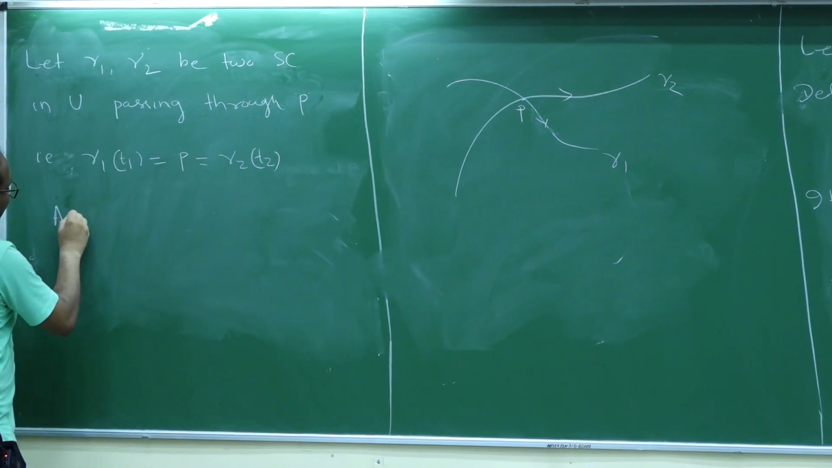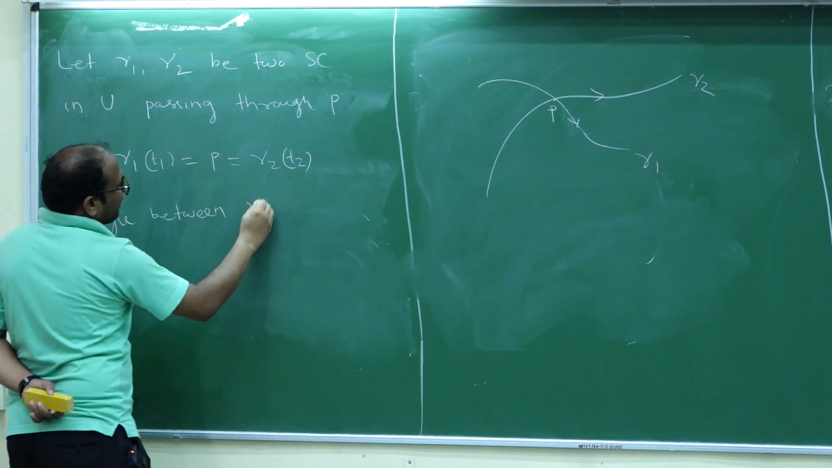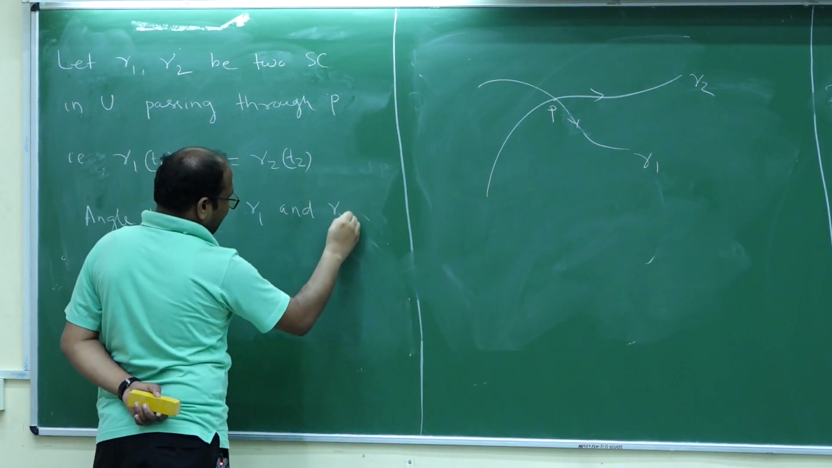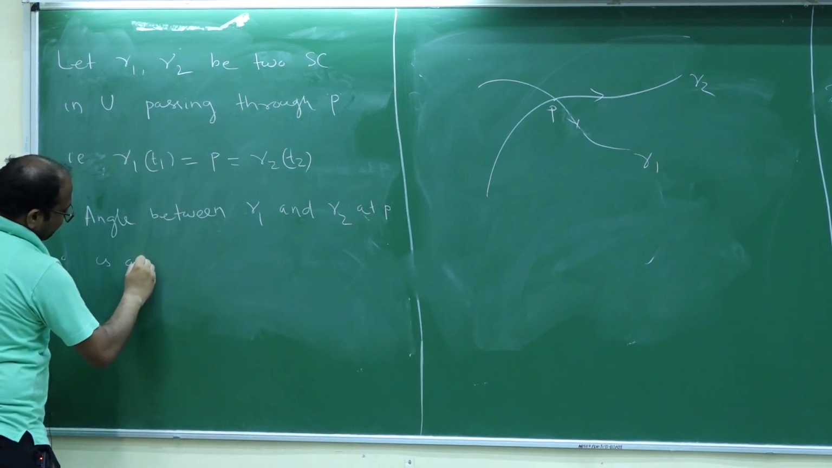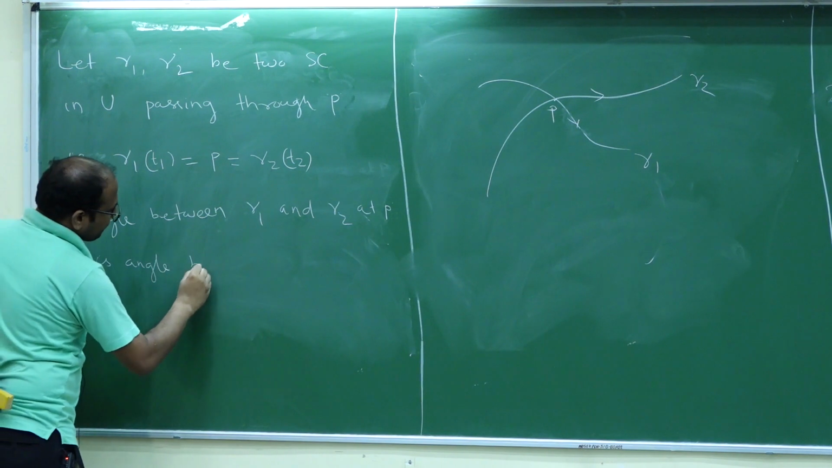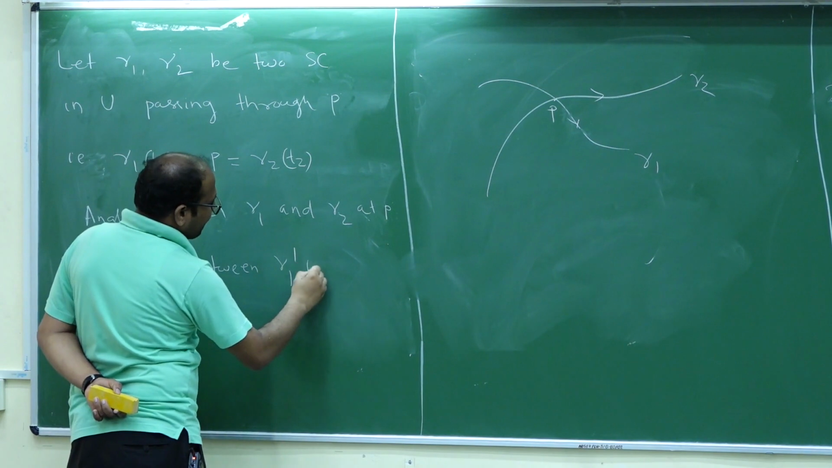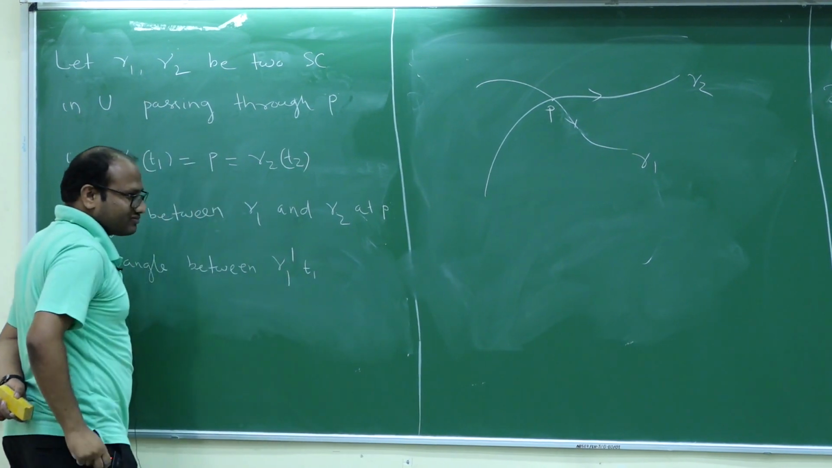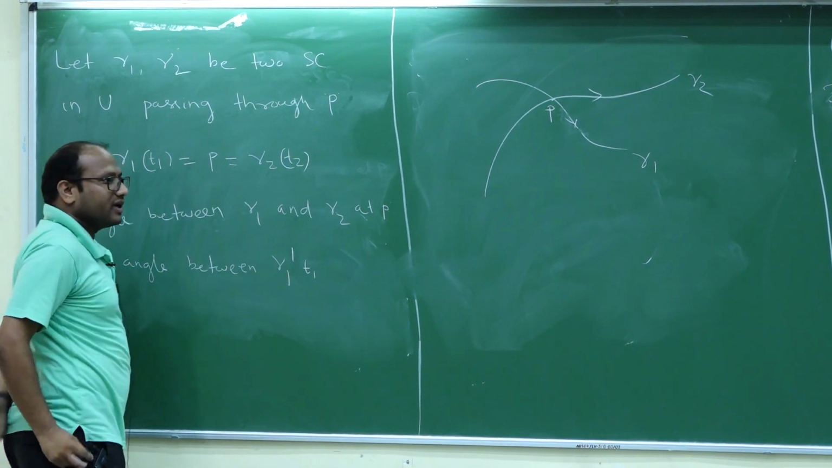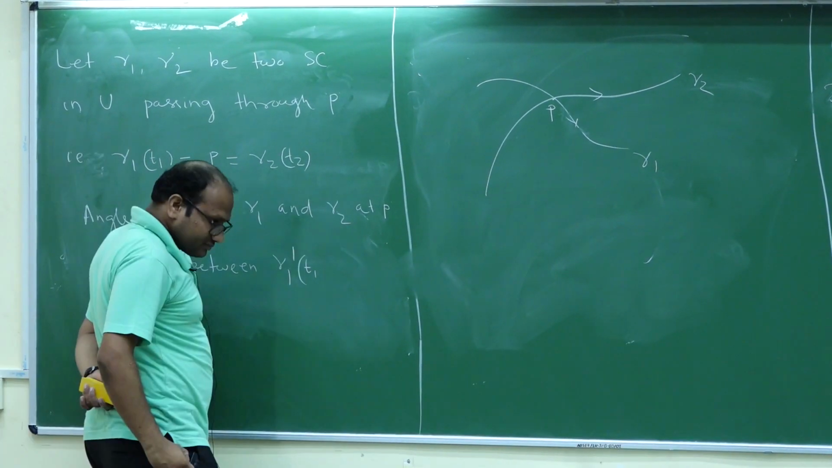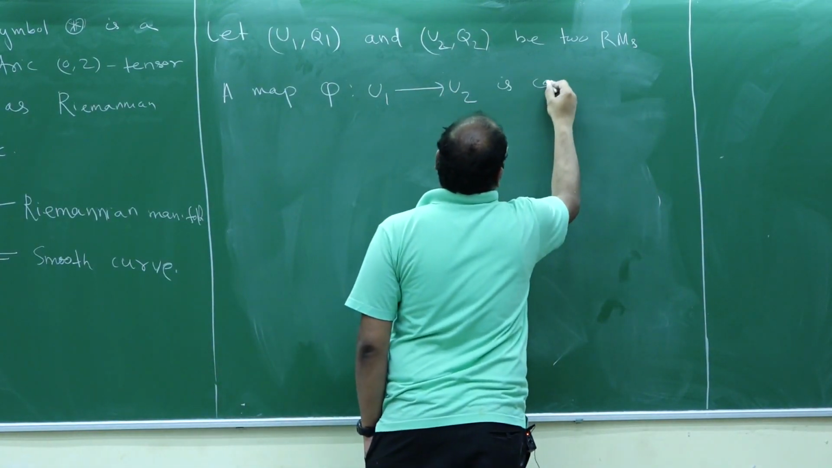So the angle between this gamma 1 and gamma 2 at P is the angle between gamma 1 prime (t1) and gamma 2 prime (t2). A map from U1 to U2 is called an isometry.